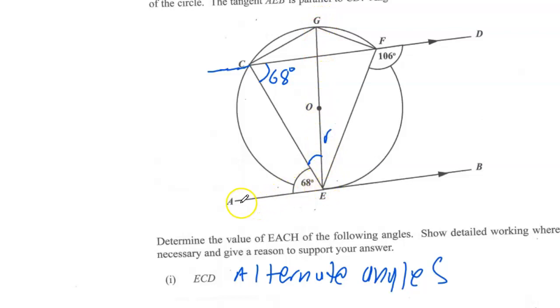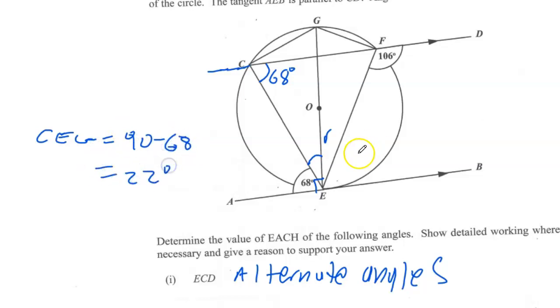And this line AEB is a tangent. So notice the angle between the tangent AE here and the radius here OE, the angle circled here and the angle between these two lines should be 90 degrees. So the value of this angle CEG would be equal to 90 minus 68, which is 22 degrees. So this angle would have to be 22 degrees, since both angles must add to give 90 degrees.